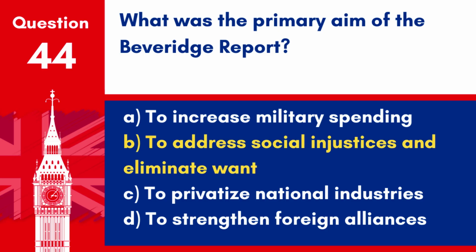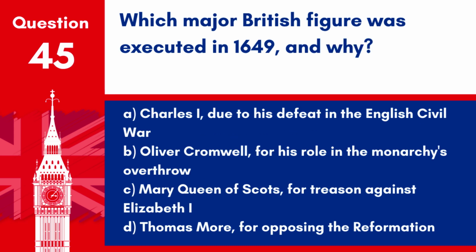Answer: B. To address social injustices and eliminate want. The primary aim of the Beveridge Report was to address social injustices and recommend measures to eliminate want through social insurance and welfare provisions. Question 45. Which major British figure was executed in 1649, and why?